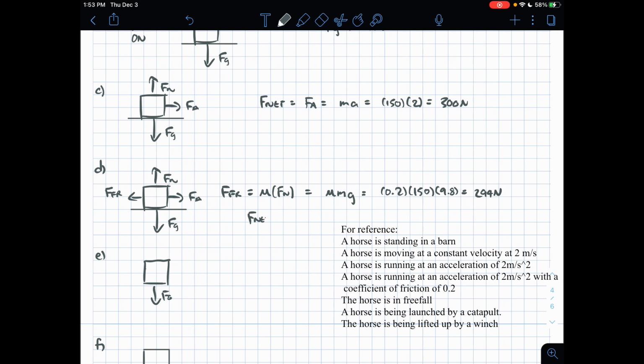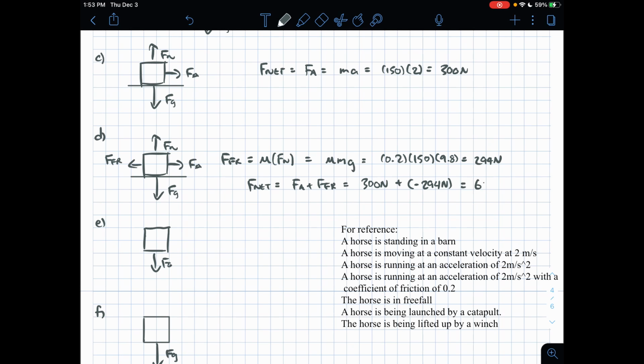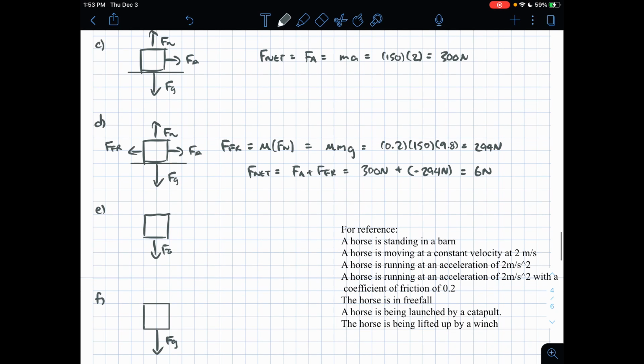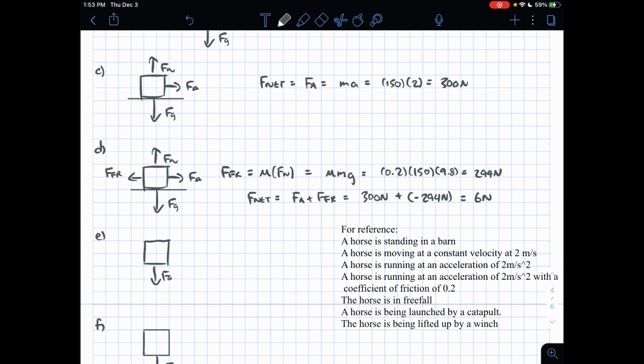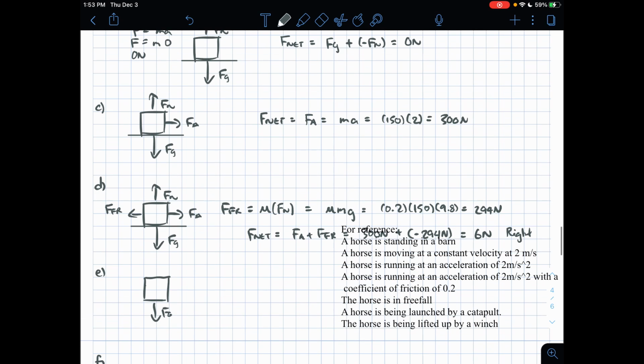So your net force, F net, should equal Fa plus Ffr. That would be equal to, your Fa is 300 newtons plus, and remember, since Ffr is opposing the applied force, it's going to be negative, so negative 294 newtons. That would equal 6 newtons in total. And don't forget units, or don't forget your directions. So that would be 6 newtons to the right. And in the case of question 3, that would be 300 newtons to the right as well.